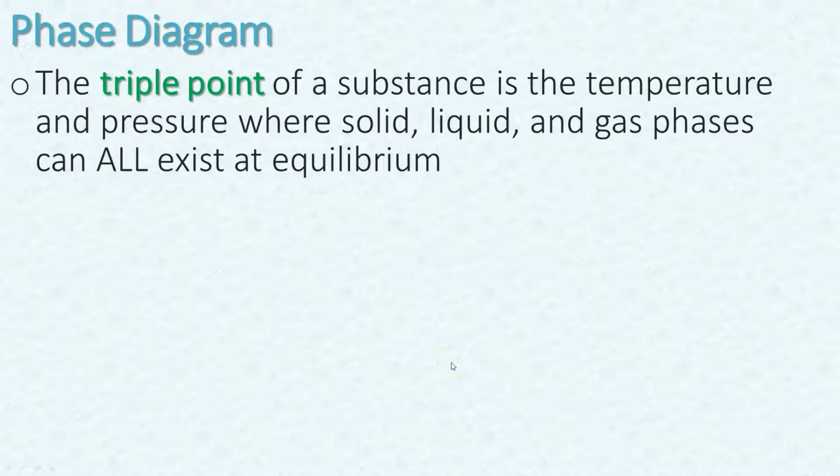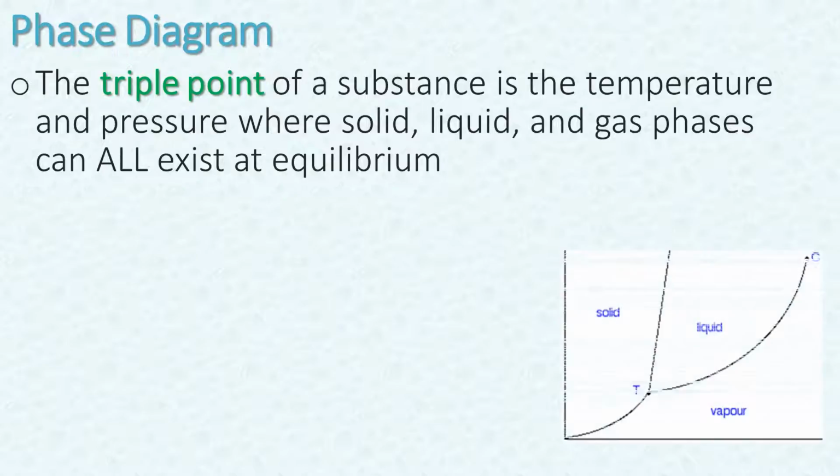A phase diagram talks about a couple of different things about each compound. First thing we need to understand is the triple point. The triple point of a substance is the temperature and pressure, it's not one or the other, it's both, where solid, liquid, and gas phases can all exist in equilibrium at the same time. So here is my triple point.